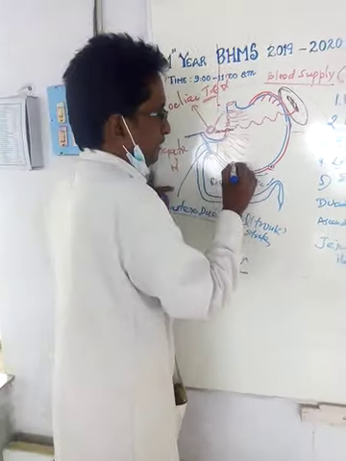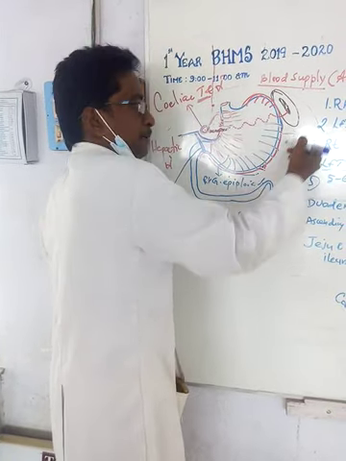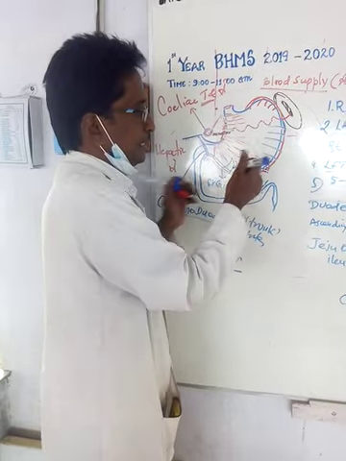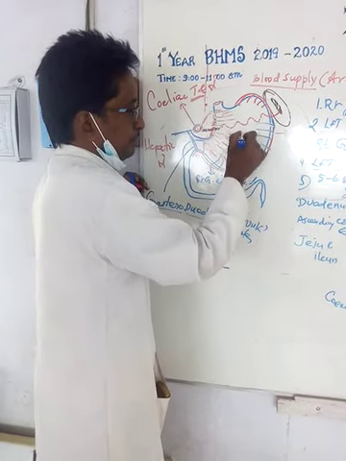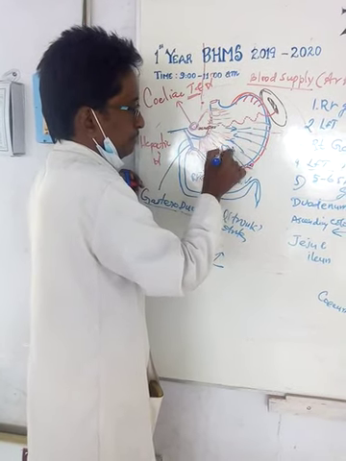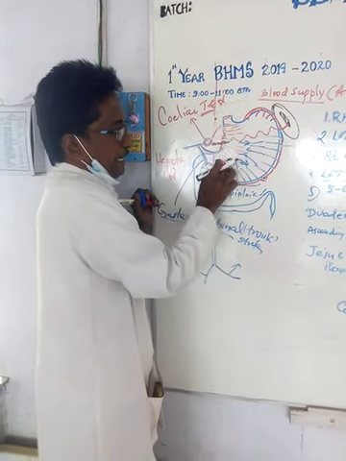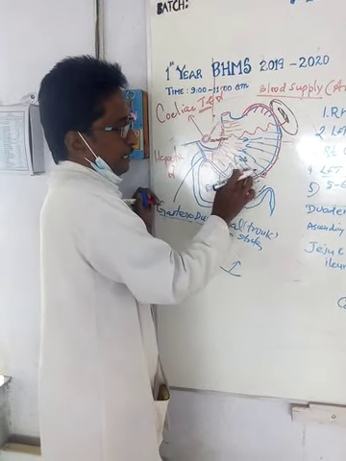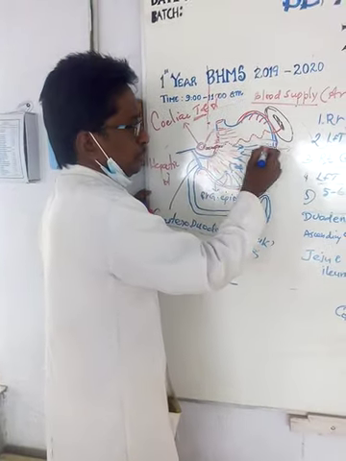These two are again divided like this, giving branches, and posterior also giving branches. These two anastomose with each other. Because this is the right artery and this is the left artery, these two anastomose each other. So up to this is over.